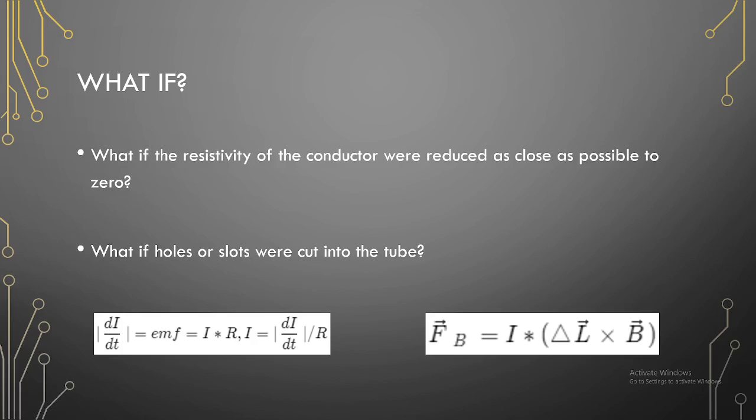Now to close things out, let's consider the following what-if questions. First, what if the resistivity of the conductor were reduced as close as possible to 0? In this case, the induced current, and as a result, the magnitude of the magnetic force, would increase, causing the magnet to fall slower. And for the second question, what if holes or slots were cut into the tube? This would have the opposite effect. Resistance would increase, causing the induced current and magnetic force on the magnet to decrease. Thus, the magnet falls faster.